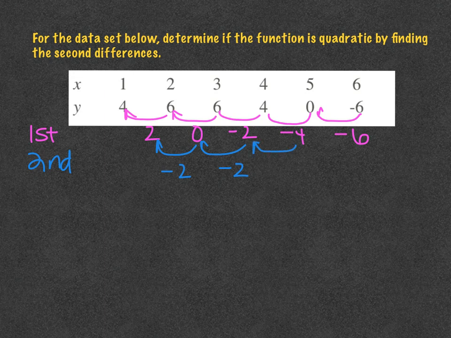Negative 4 minus negative 2 is negative 2. And negative 6 minus negative 4 is also negative 2. So our second differences are constant, which means this confirms we have a quadratic function.